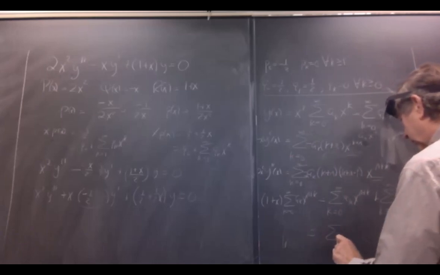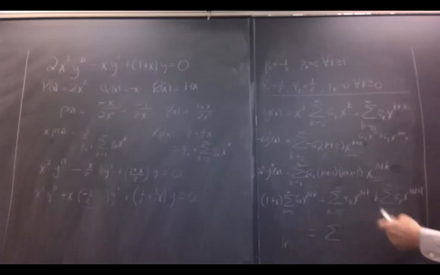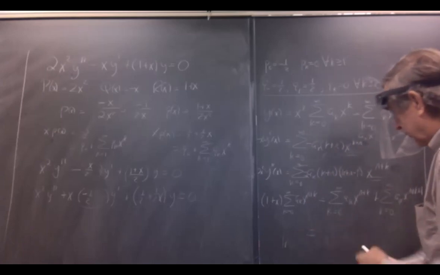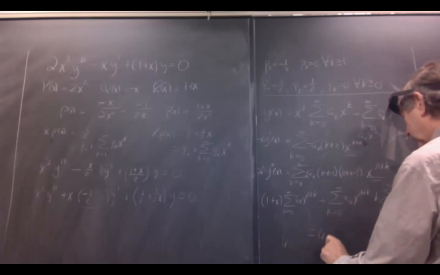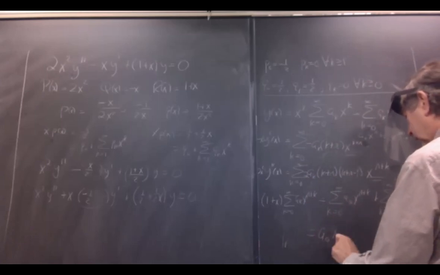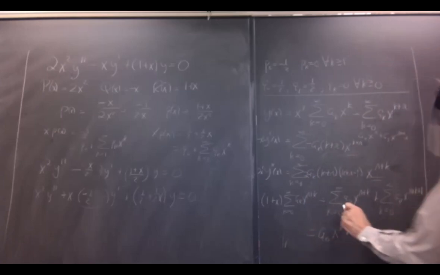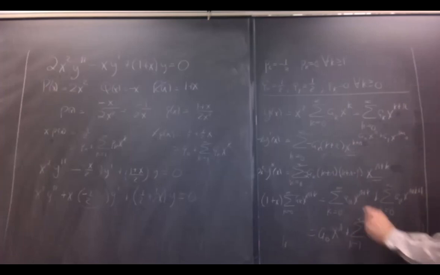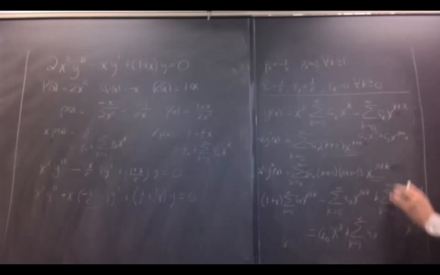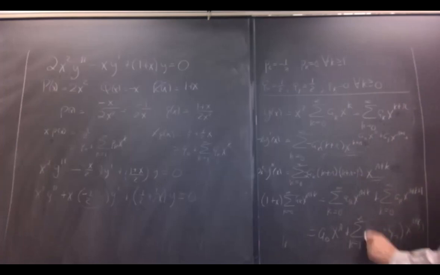So I'm going to have a k from 0 to infinity. So I'm going to split off the 0 one. Now the 0 one is going to be a sub 0 x to the r. And then this is going to be the sum from 1 to infinity, a sub k x to the r plus k over here. And this one is also 1 to infinity, but when I decrease the meaning of the index, this is going to be a sub k minus 1.